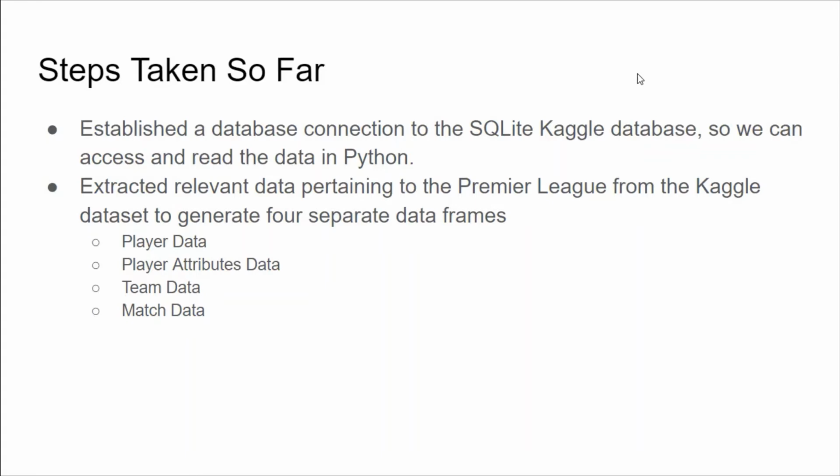Explored and extracted relevant data pertaining to the Premier League from the Kaggle dataset to generate 4 separate data frames focusing on player data, which associated an identification number with a player name; player attributes data, which contain the different attributes for all players, including overall, current, and potential ratings; team data, which listed out the English teams; and match data, which presented data on match results, player lineup, and goals scored by home and away teams.